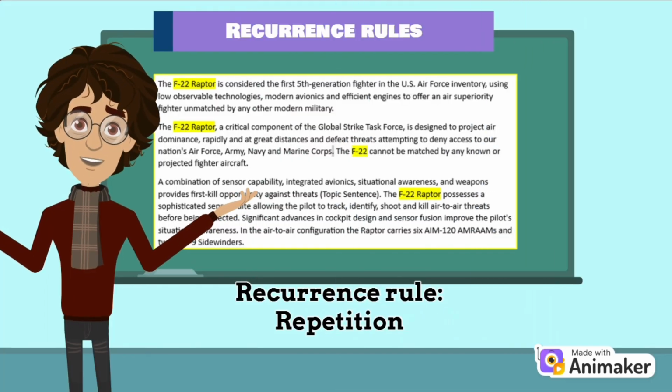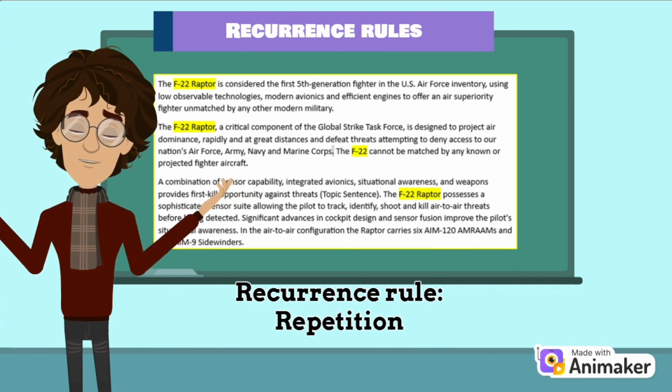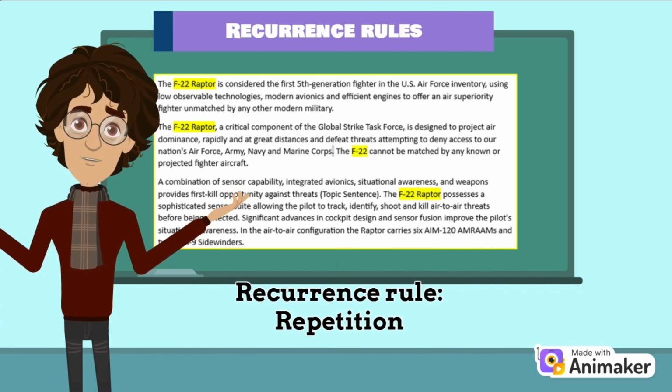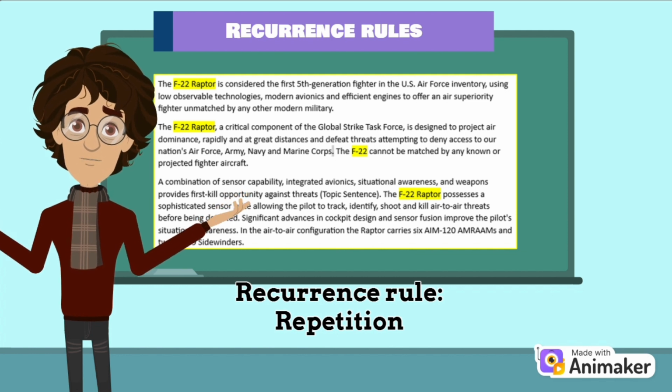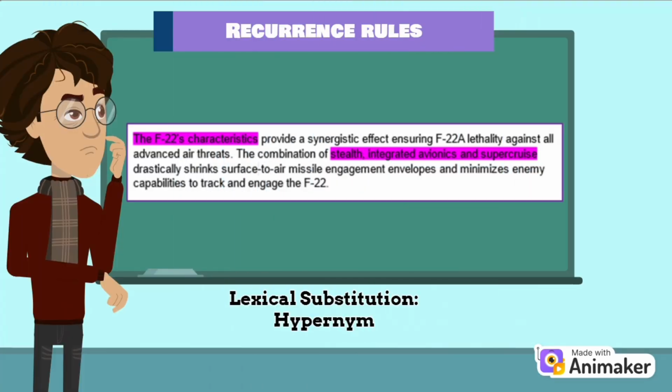Here we have the 4 most common examples of recurrence rules. Repetition is the reappearance of the same element in different parts of the text. In this case, the repeated term is the F-22 Raptor. Secondly, lexical substitution is the substitution of one element for another, be it a synonym, hypernym, also called umbrella term, or hyponym, also called subordinate term.